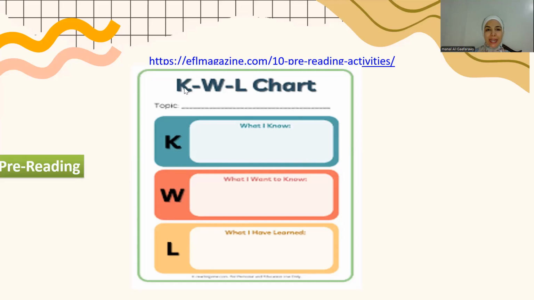One of which is to use a KWL chart, which is what I know, what I want to know, and what I have learned. And in this chart, students state what they know about the topic, what they want or wish to know about the topic, and after they finish reading, they state what they've learned. So they make a connection here between what they already know and what they learned from the text.